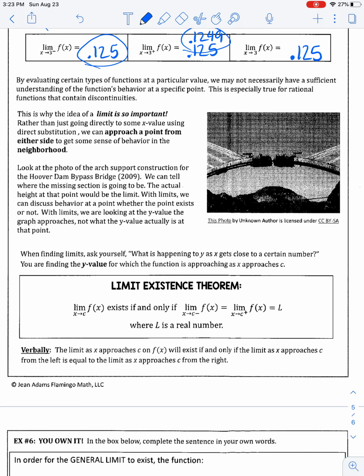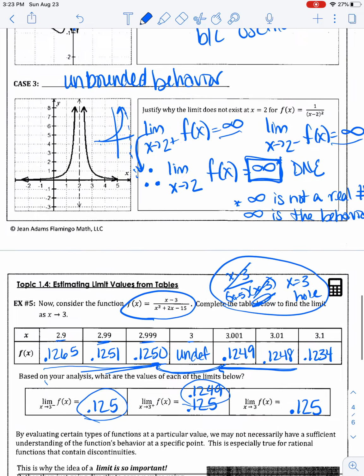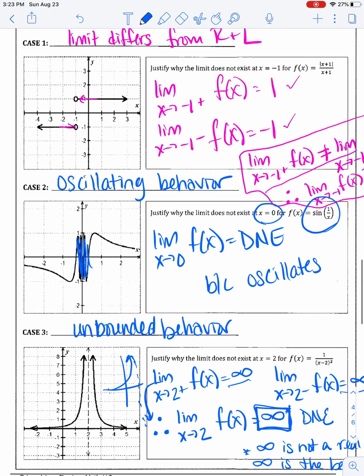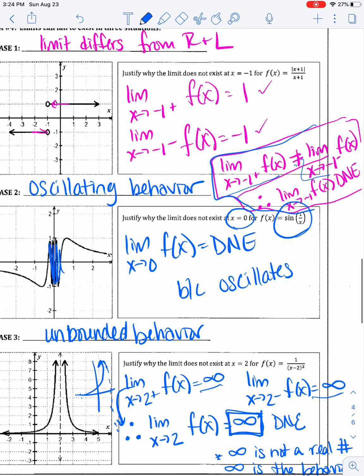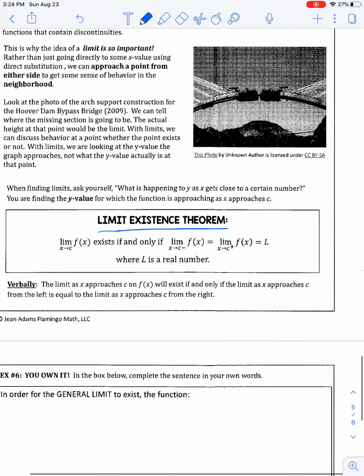Okay, so here's your limit existence theorem. And this is super important, and we kind of talked about it here. When they ask you to justify your answer, you have to say that the limit from the right either does or does not equal the limit from the left. And then you can state that the overall limit either does not exist if it's a false statement, or you can say that it does exist if it's a true statement.